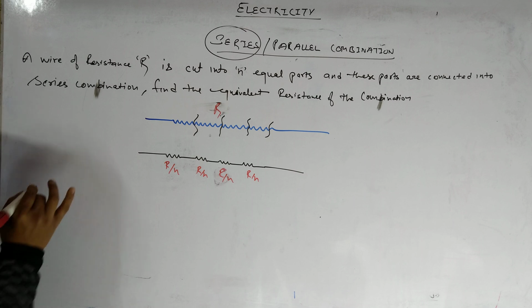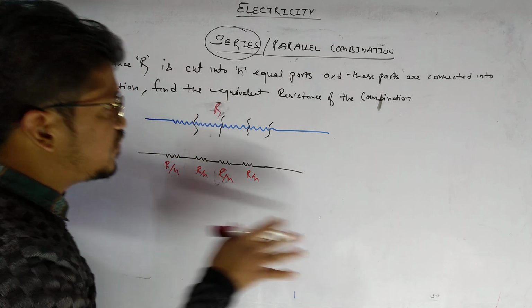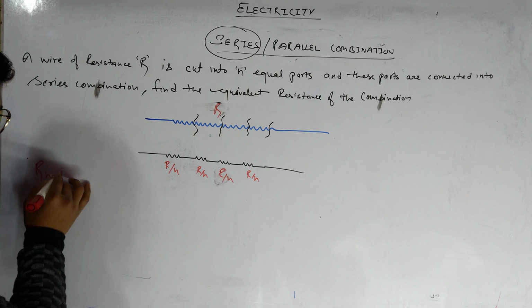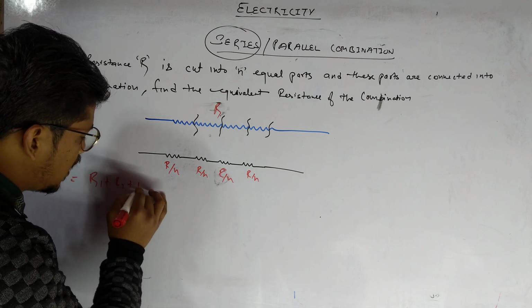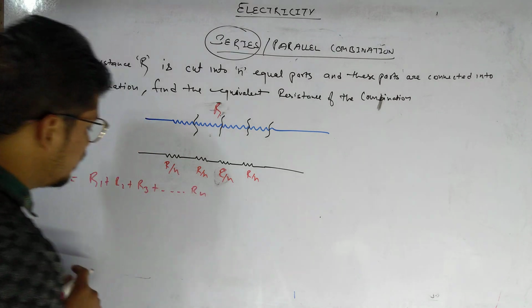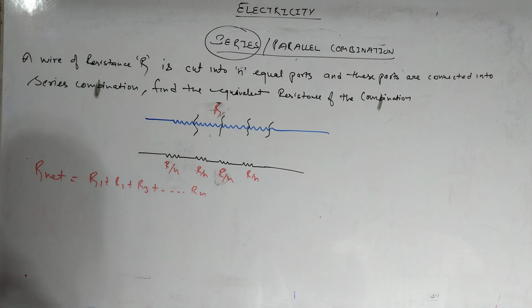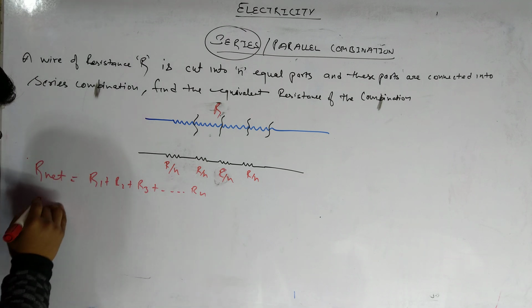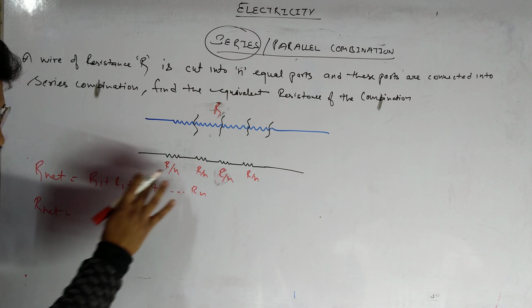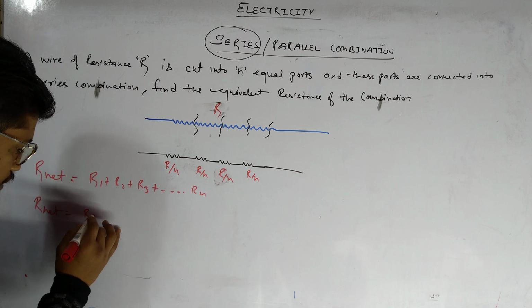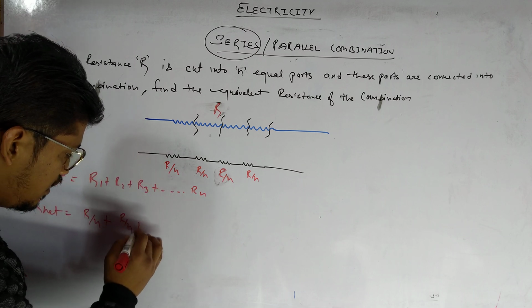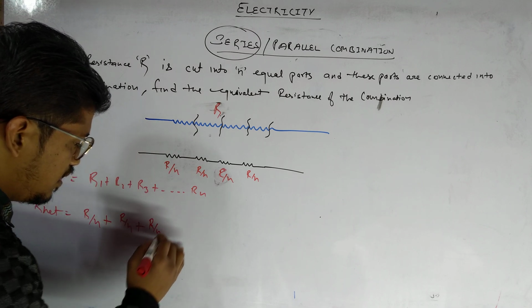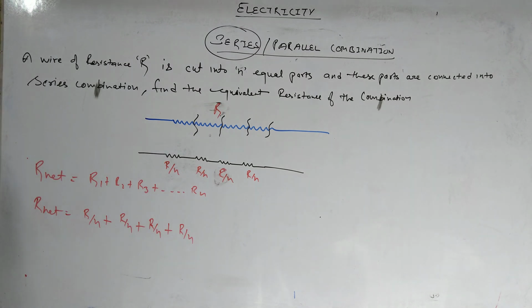So you know very well, when we arrange the resistances in a series manner, I have a formula: R net is equal to R1 plus R2 plus R3 plus dot dot dot Rn. Whatever resistances there are, you can just put the values and calculate. So here R net is equal to R1. What is the value of R1? The value of R1 is R by N, and the value of R2 is R by N, and the value of R3 is R by N, and the value of R4 is R by N. So now please calculate. How can you calculate?